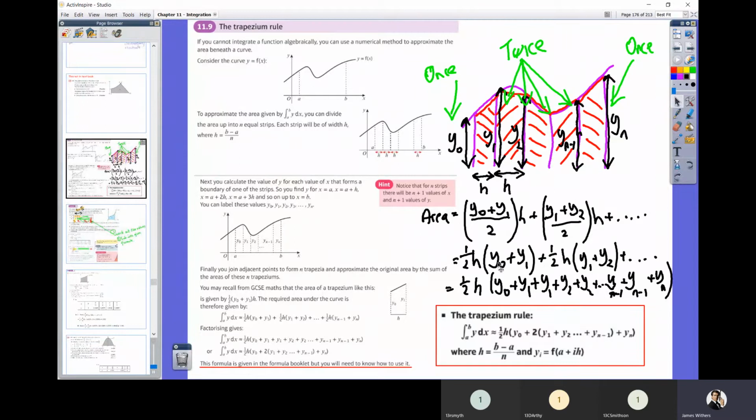Now the y0 only crops up once because it is the left-hand side of the first trapezia, and you don't see it again. Whereas y1 is the right-hand side of the first trapezia, the left-hand side of the second trapezia, and so on. So all bar the first y0 and the last yn crop up twice when you factorize, because all the others are the left-hand side and right-hand side of a trapezia, whereas y0 is only the left-hand side of the first one, and yn is only the right-hand side of the last trapezia.